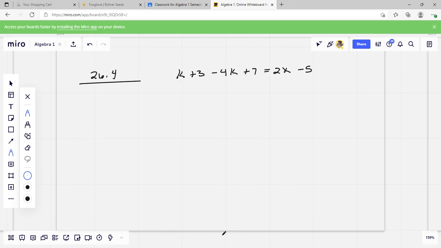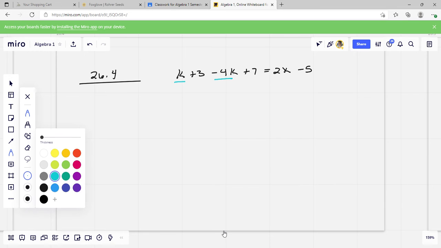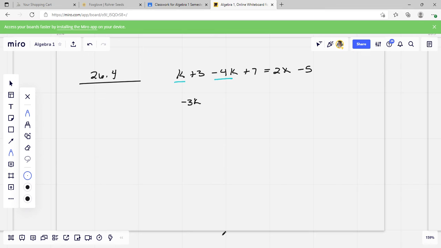So here I've got a k and another k. So that's going to be, this is positive, negative 4 and positive 1, so that'll be negative 3k. And then I've got this plus 3 and plus 7, so that would make plus 10. The other side didn't have any like terms.